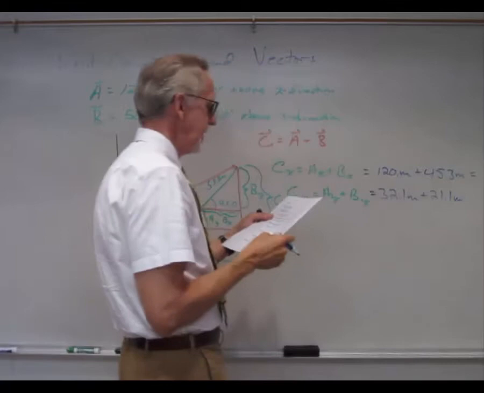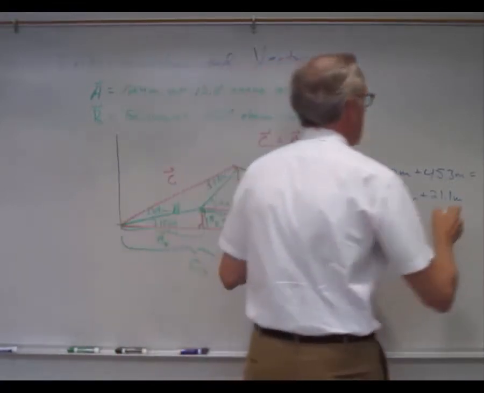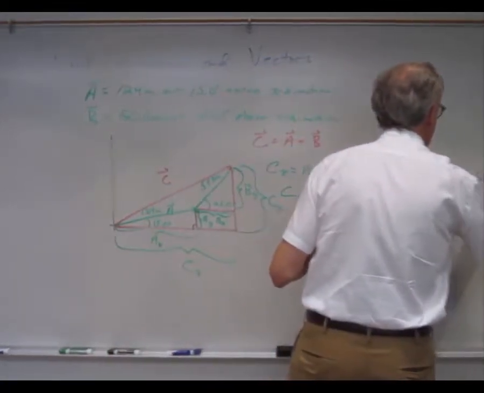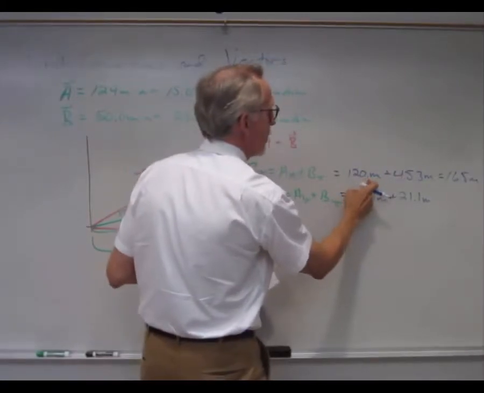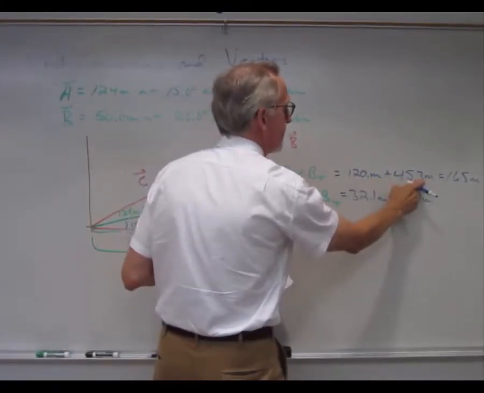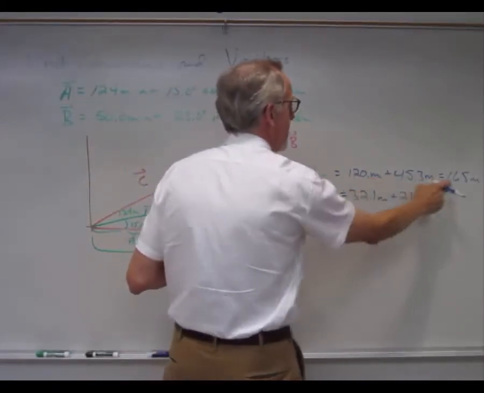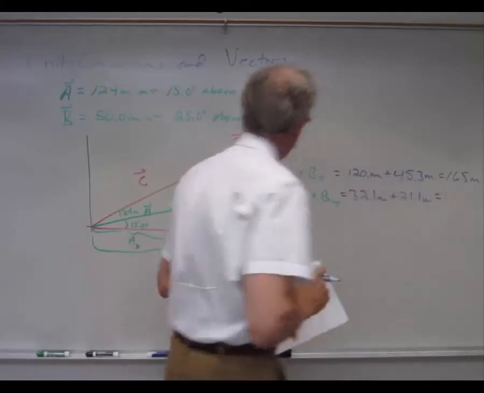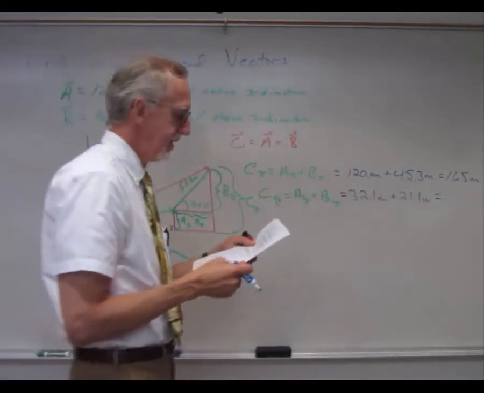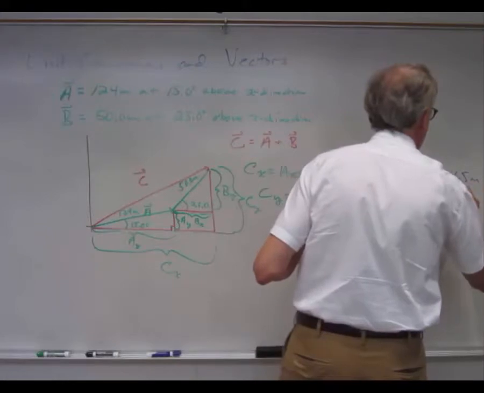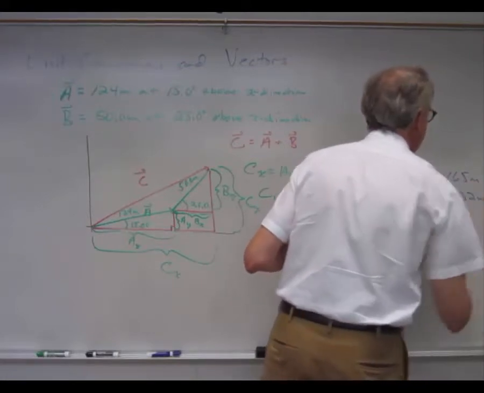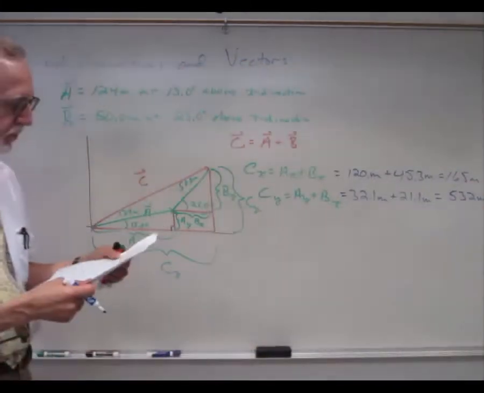And we get Cx is equal to 165 meters. Notice we can only keep it to the units place. We have to drop the tenths place here. So 165 meters, while Cy is equal to 53.2 meters. There we go.